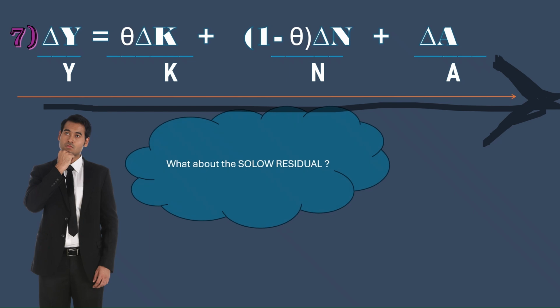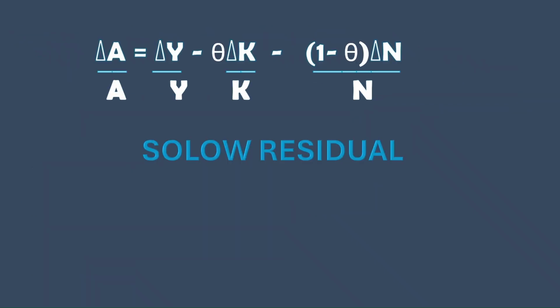But at this point, I know what you're thinking. What about the Solow residual? How do we get that? Well, it's very, very easy. The first thing you're going to do is move the change in A divided by A to the left. So then we're going to say the change in A divided by A equals, and notice we're moving Y to the right hand side, the change in Y divided by Y.